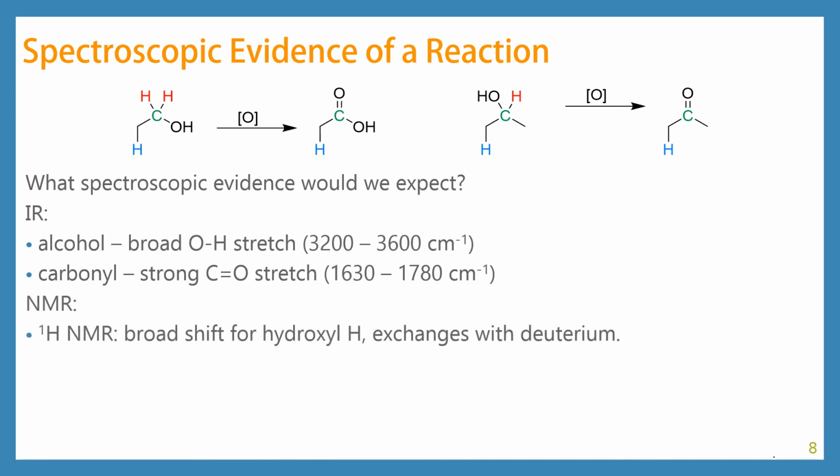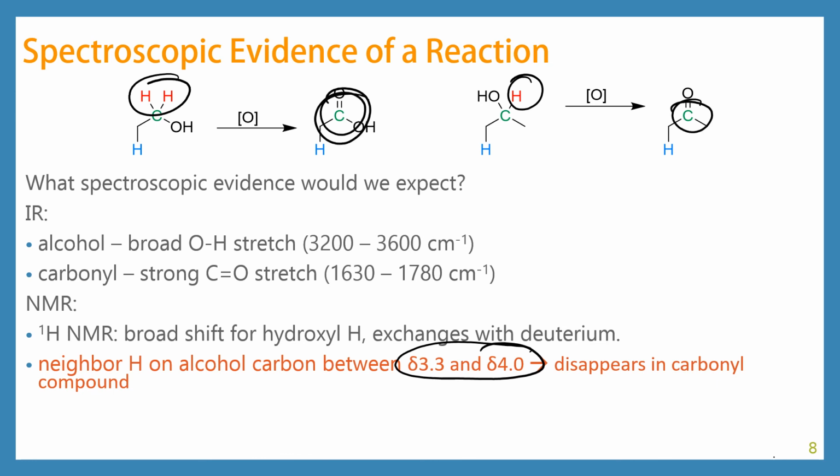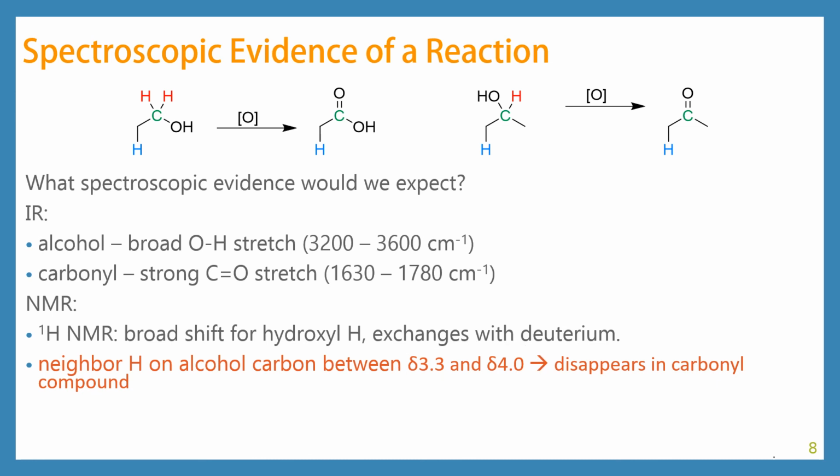And then our NMR evidence. The hydroxyl hydrogen is kind of a difficult one to track down, so I wouldn't depend on that so much. But you would see a broad shift for the hydroxyl hydrogen atom because it would exchange with deuterium. But the neighboring hydrogen on the alcohol carbon is going to appear between 3.3 and 4.0 parts per million. And then that's going to completely disappear in the carbonyl compound. So the peaks for these hydrogens are not going to exist once you've oxidized that carbon. So that's one thing that would help you figure it out.